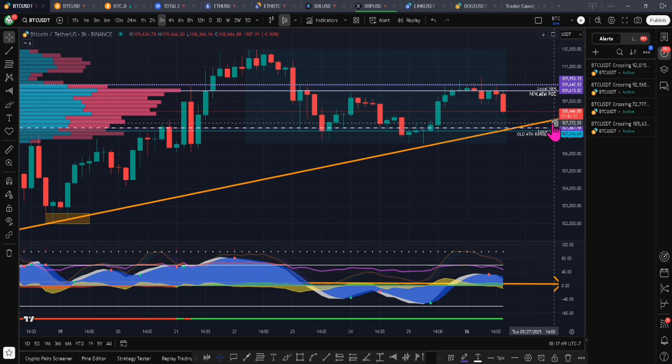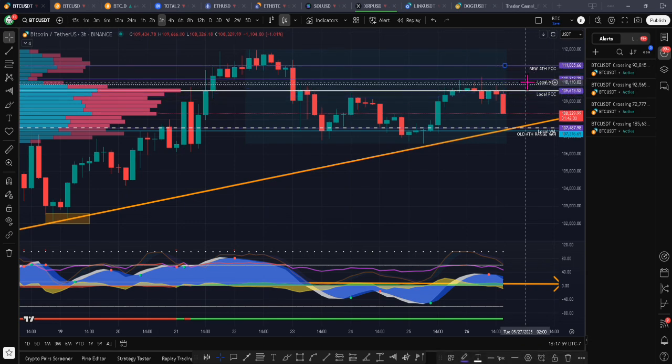New all-time high, point of control, and the local value area high. No, I want the local value area high right there. So it looks like the next level is going to be, this is good for training purposes for whoever's listening. We got a rejection from the point of control, and the next level we want to see hit is the trend line.